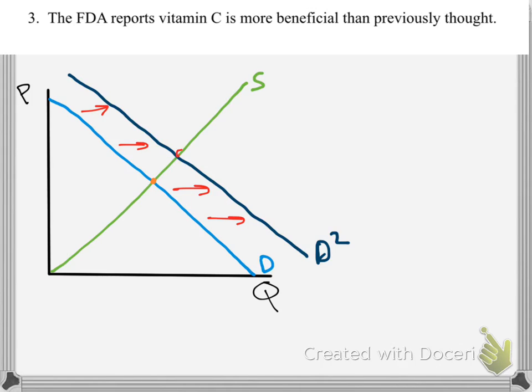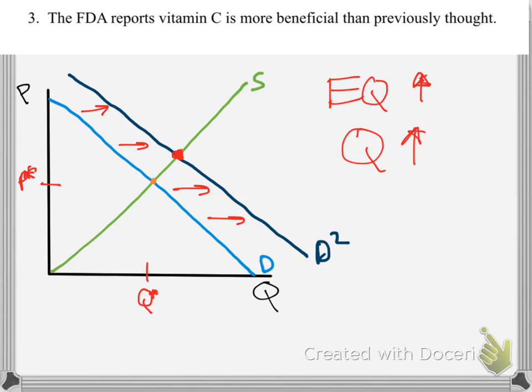So our new equilibrium point would be here. What happens? Our equilibrium price is above the original, but what happens to our quantity? Well, our quantity is also higher. If you notice, Q star would be our original equilibrium quantity, and P star was the original price. The price went up, and the quantity went up when the demand increased. So that means more people are willing to buy it at a higher price, knowing the news that it benefits your health.